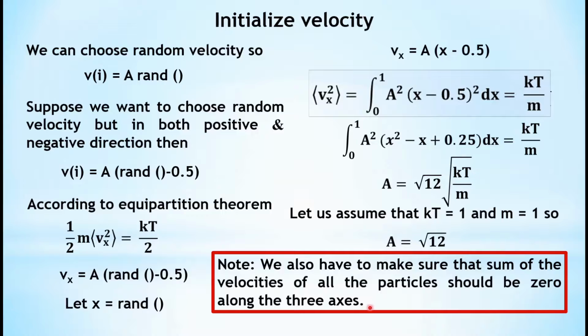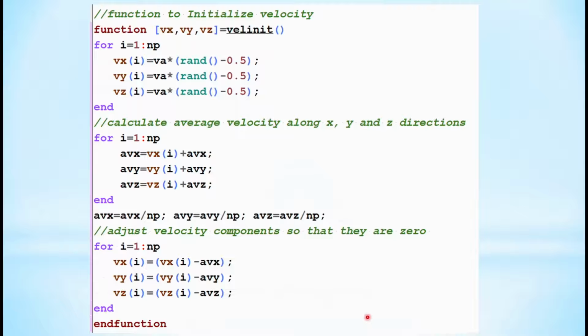Also, we have to make sure that sum of the components of velocities of all the particles along the 3 axes should be 0. This is the code. First we have defined a function. Vx, Vy, Vz will be the output components of velocities of all the particles. Well init is the function name. First we have set a for loop that will vary from 1 to Np. Np are the number of particles, that is 512 in the present case.